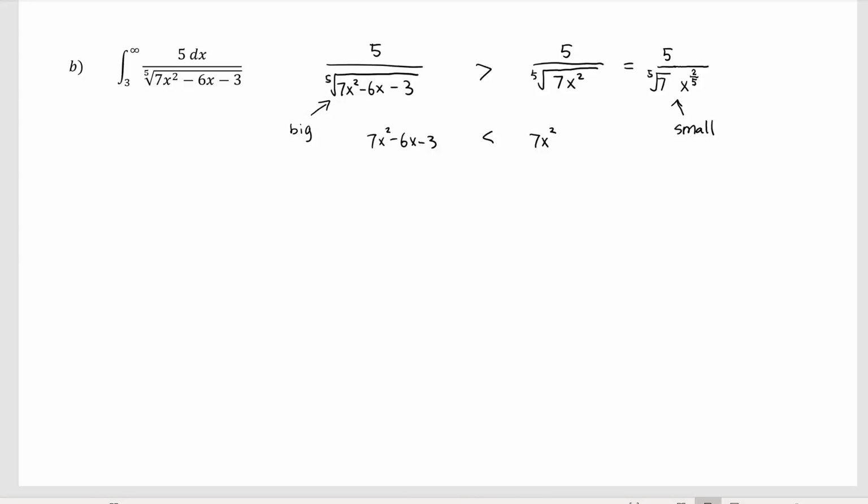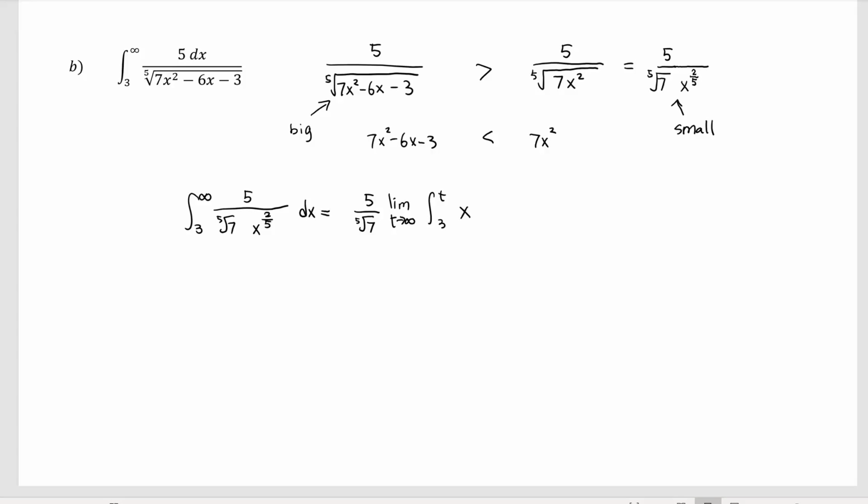Okay, so let's figure out the integral of the small guy. The integral from 3 to infinity of 5 over the 5th root of 7, x to the 2 over 5 dx. We can move the constant multiple out. And then we have an improper integral, so we need a limit. When you do the improper integral, you need to replace the improper value by t and then set the limits.